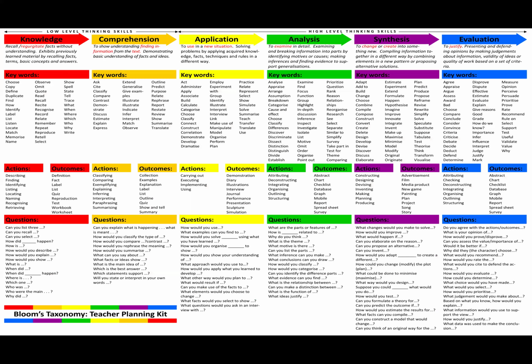Looking at this slide, we can see here that we have a complete teacher planning kit, which includes all the 6 levels of the cognitive domain with specific keywords, actions, outcomes, and questions. This teacher planning kit poster will be available on the channel in the posts section for your reference.